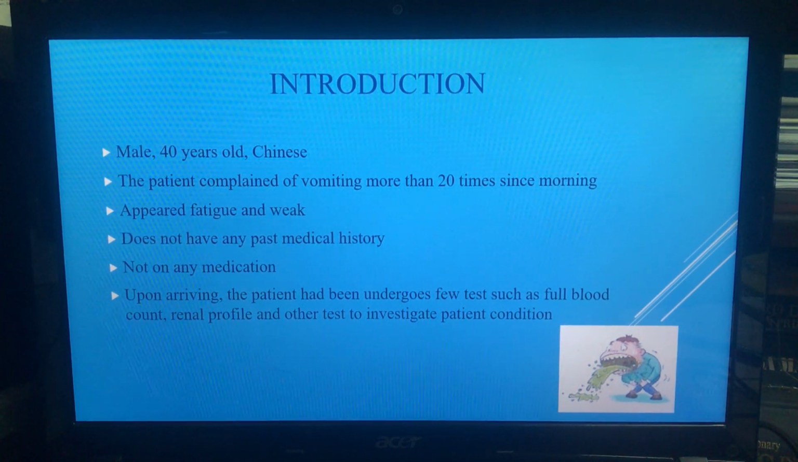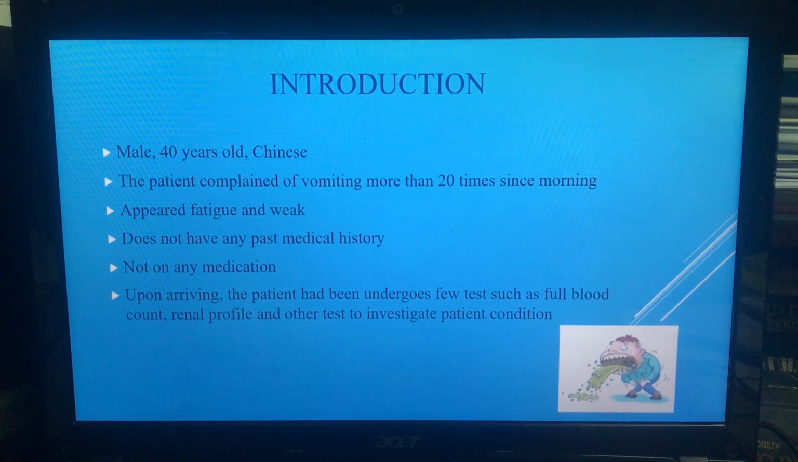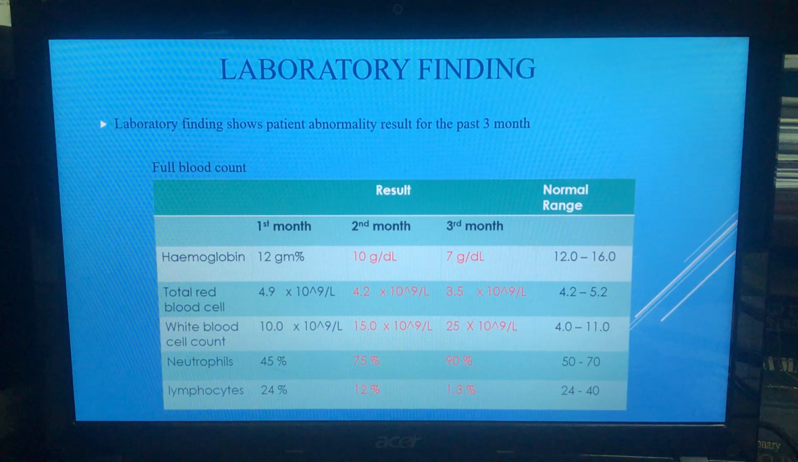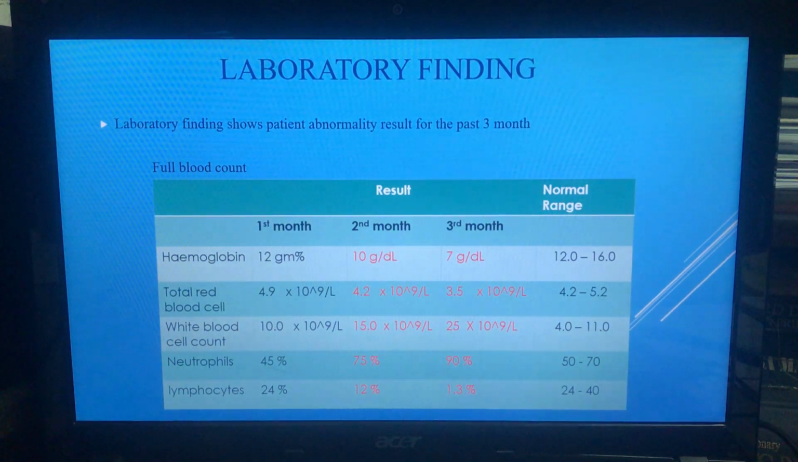Upon arriving, the patient underwent a few tests such as full blood count, renal profile, and other tests to investigate the patient's condition. Laboratory finding. Laboratory finding shows patient abnormality results for the past 3 months. First is full blood count.